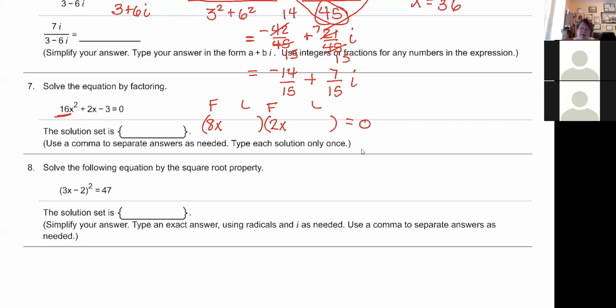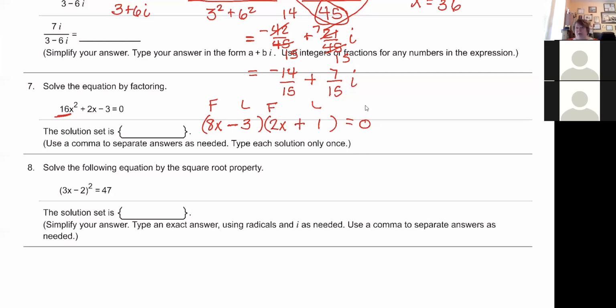So I'm probably not going to put the 3 there. That's probably not where I'm going to put it, because then I would have 24 and 2. So that's not going to work. So I'm probably going to put the 3 right there and the 1 right there. And now outside and inside, I've got a 6x and an 8x. And the difference between 8 and 6 is 2. So if I put a plus here and a minus there, I think I got it.